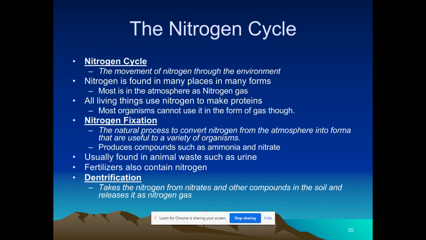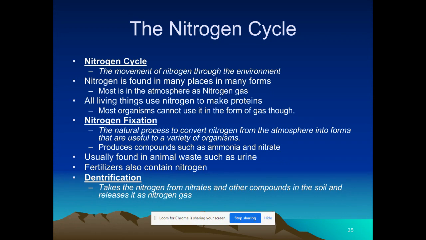Proteins are a lot of times in your meats, your beans, fish, eggs, those kinds of things. We can't actually get nitrogen from the air. We cannot use it in gas form. So what happens is something called nitrogen fixation. It's the natural process where nitrogen from the atmosphere is converted into a form that is useful for a variety of organisms. Usually bacteria do this in the soil.